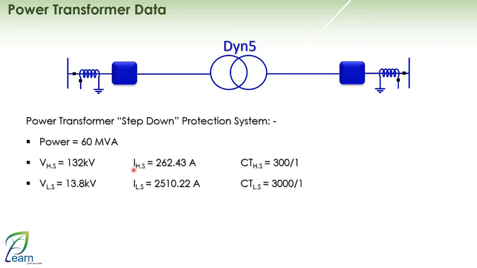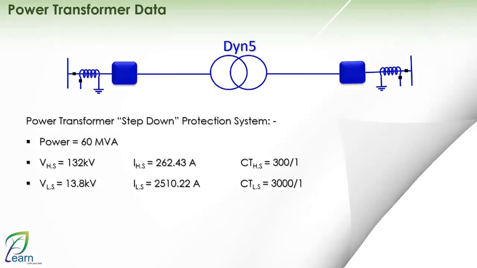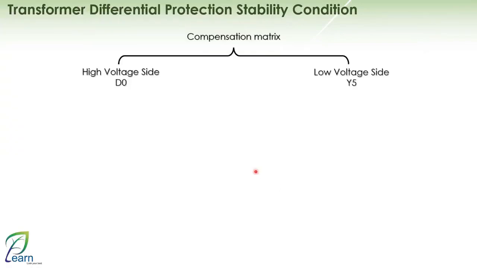Therefore, the current on the high side is S over root 3V, which gives you 162.43 amperes, and I got a CT with a ratio of 300 to 1. On the low side, it's 2510.22 amperes, and I got a CT with a ratio of 3000 to 1.